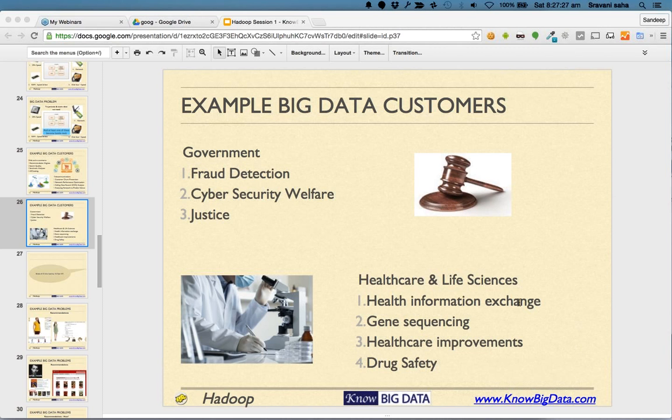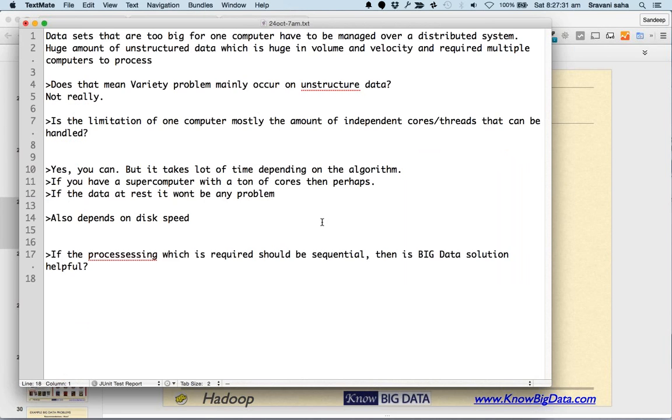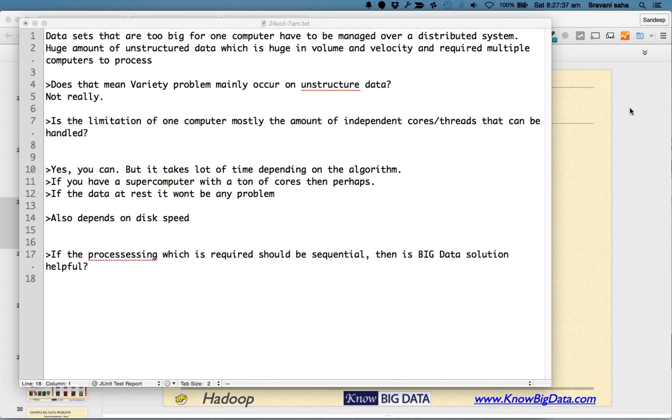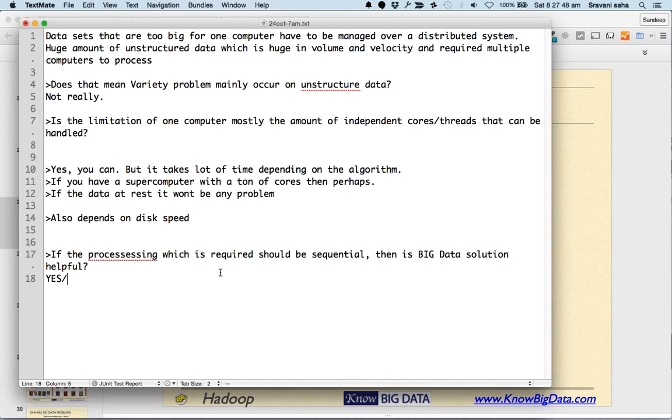There is a question from Anand. The question is, if the processing required is sequential, is a big data solution helpful? Yes and no. It's a very difficult question to answer. There are some problems which need to be solved in a sequential manner by a single computer. Such problems generally cannot be distributed and cannot be converted into big data problems.